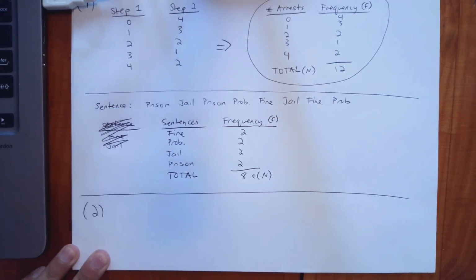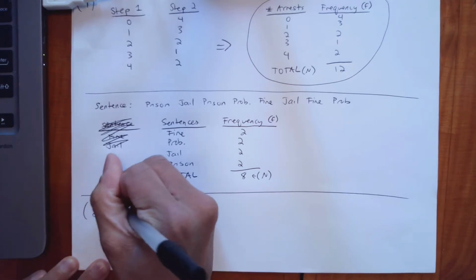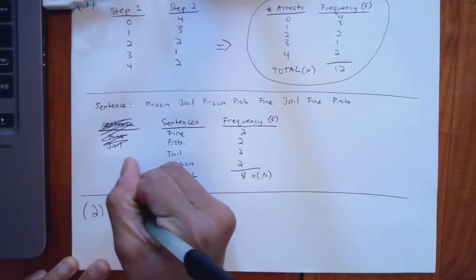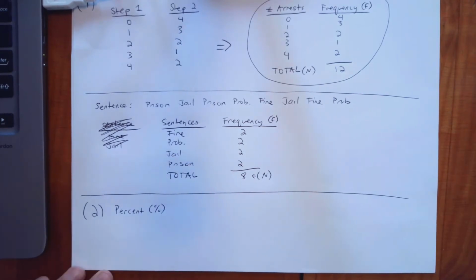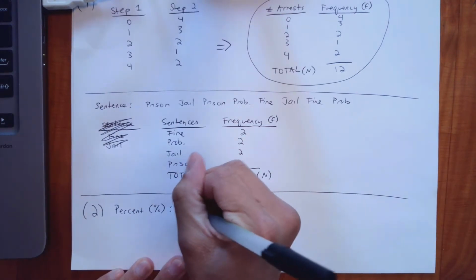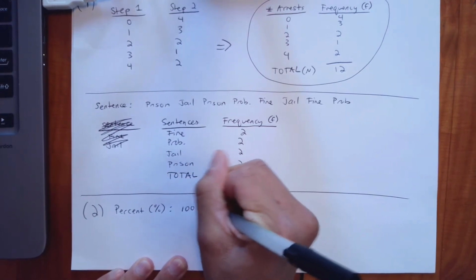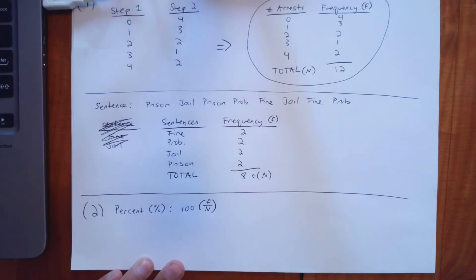So I'm going to label this one 2 to correspond to that number 2 pencil thingy on the PowerPoint. And we're going to say this is for calculating percent. And specifically, the formula for percent looks like this. Percent is equal to 100 times f over n. So what do these things mean?